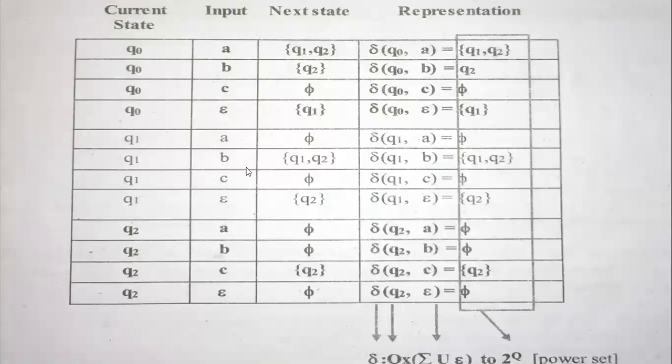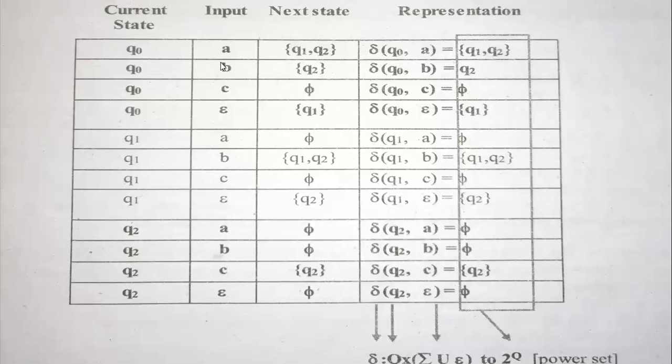Then we'll go for the transition table. You can easily observe that Q0 on receiving A goes to Q1 comma Q2. In the last two columns, if you use the delta function, it can be represented in such a way. Then for B, Q0 on receiving B goes to Q2, so we write it like this. Then Q0 on C does not have any transition, that's why it is null. It can be represented using the delta function like this.